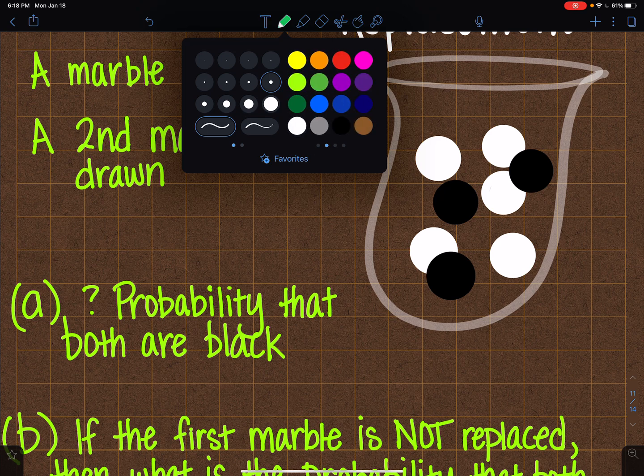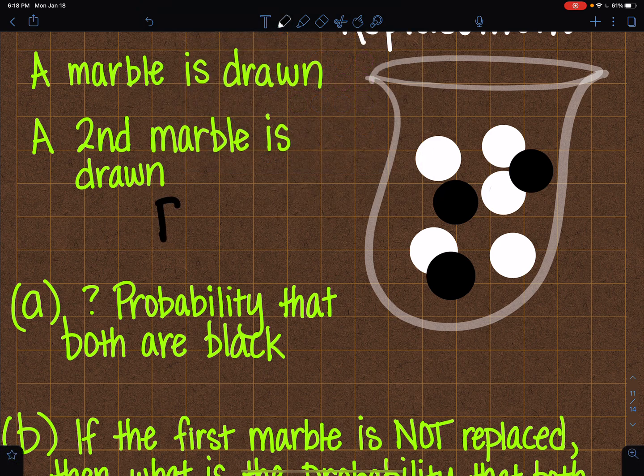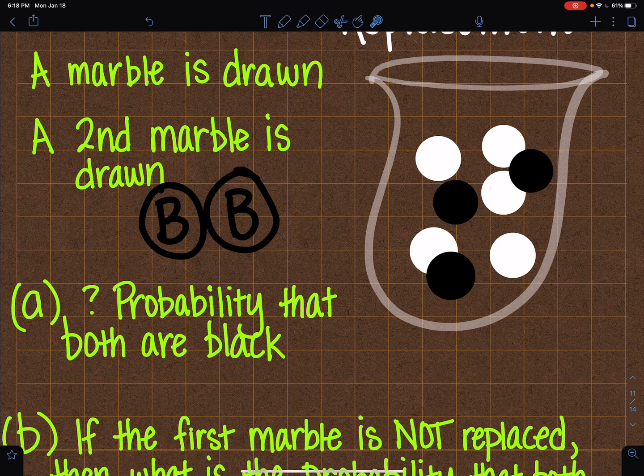So let's say you are super interested in getting black and then another black. In other words, let's say you're on a game show and they've got this urn, but you can't see through it, and you have to randomly pick a marble, and the marble that you get is black. And if the second marble that you get is also black, maybe you win $1 million. So you really want to get black followed by black. Do you want to take the black out and leave it out? Or do you want to take the black out and then put it back in?